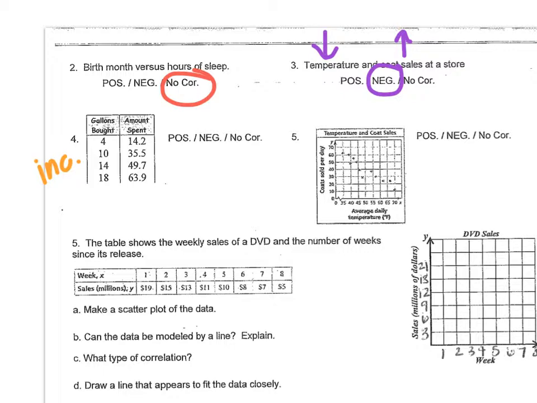And then if we look at the amount spent, well, it's going 14.2, 35.5, 49.7, 63.9. So these numbers are also increasing. So they're both getting bigger, they're both going up, and that was the definition of positive correlation. Number 5, if we look at this graph, you can see these data points. If you'll notice, they're going down, so they're going to represent a negative correlation as well.